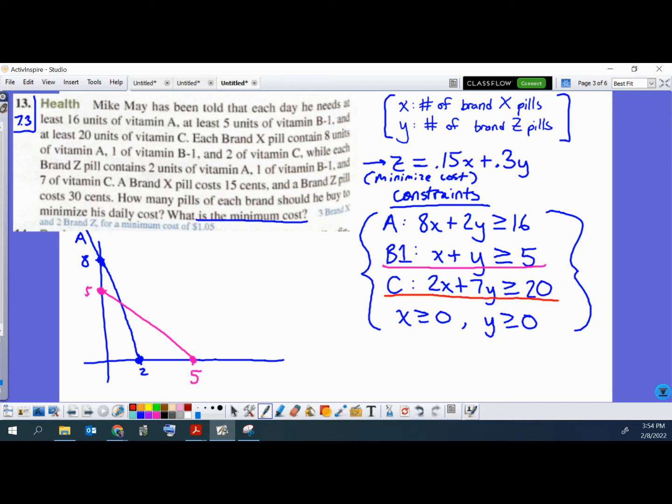Okay, and the last one there, vitamin C. 2x plus 7y equals 20. If y equals 0, then x is going to be 10, right? 2x equals 20. So 10, plot that point. If x equals 0, then divide both sides by 7. Y equals 20 over 7, which sounds complicated, but 21 over 7 is 3, so 20 over 7 is just a little less than 3. So that should be right around there. And I don't need to write it in any particular way. I'm just going to call it 20 over 7 and graph my line.